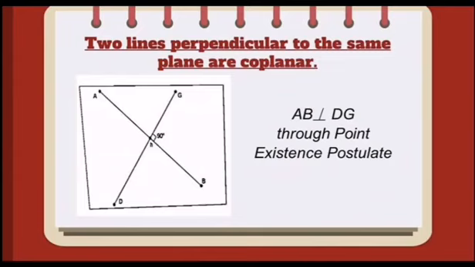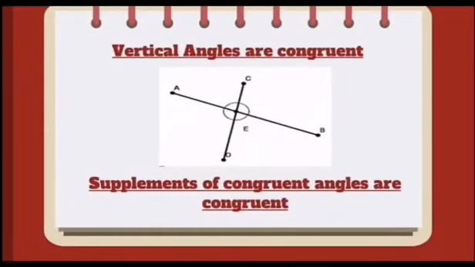Two lines perpendicular to the same plane are coplanar. AB is perpendicular to BG through the point existence postulate. Vertical angles are congruent. Supplements of congruent angles are congruent.